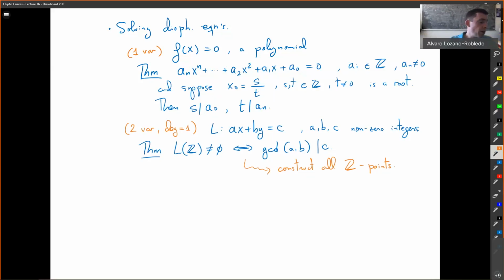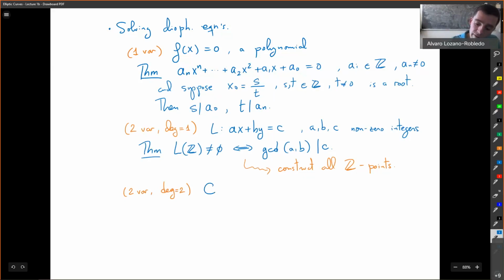All right. So what about two variables and degree 2? Then all of a sudden you are in the territory of, let's assume, some smooth curve. I'll do that here.